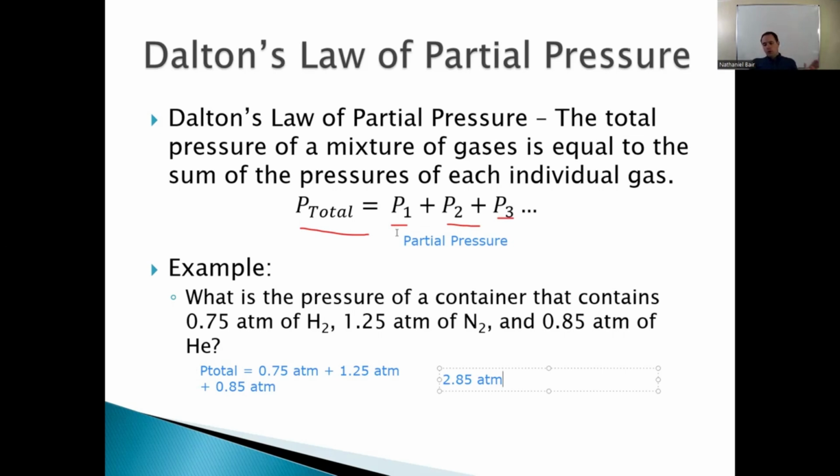Okay, now this goes the other way as well. If you know the total pressure, which is more common, if you know the total pressure of a mixture of gases, and you know all but one of the individual partial pressures, you can solve for the partial pressure of the gas you don't know. So that's super handy as well.